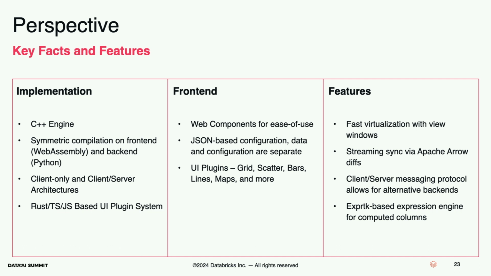We have fast virtualization with view windows, so we know ahead of time what columns you're going to be able to see in the viewport. We know how many rows you're going to be able to see, so the data is stored in contiguous C++ memory, and we only take the snapshot of that little rectangle and marshal only that to JavaScript for viewing in the data grid. We also calculate deltas. The C++ engine will calculate deltas when you do updates if you have subscriptions, and it will send those as a binary Arrow blob.